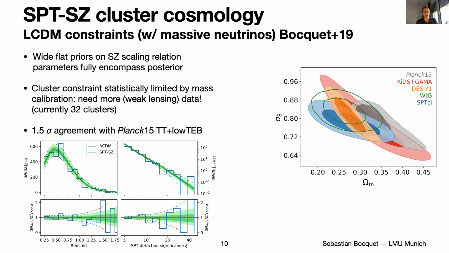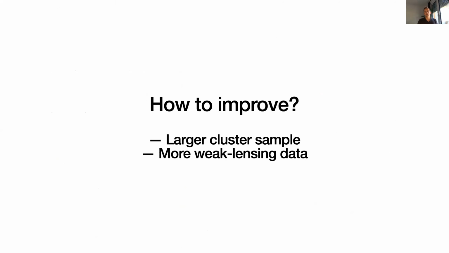Another thing I want to draw your attention to is the plot on the bottom left. Here we're showing the abundance of SPT clusters as a function of redshift and SPT detection significance. The histograms are the data, and the green lines are the model prediction from our best fit model. You see that things are working out rather nicely. There's no sign that anything goes terribly wrong. That gives us confidence for the next steps, which I'm going to describe in the following. So how do we improve over this result? As I said, there are 2 obvious steps forward. One is to use a larger cluster sample to reduce the statistical uncertainties, and we add more weak lensing data.